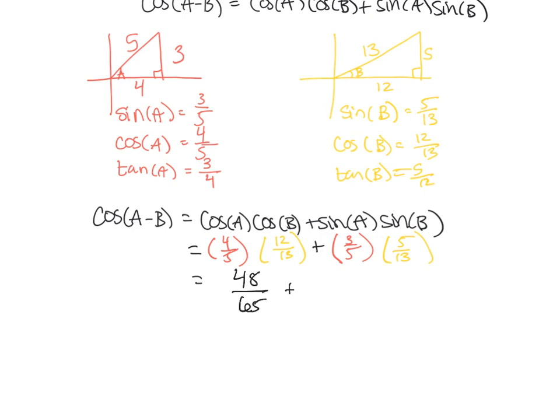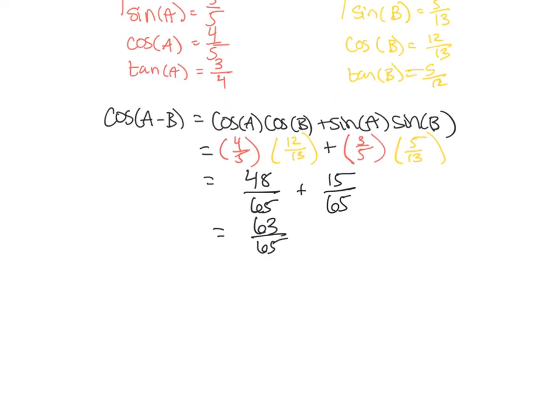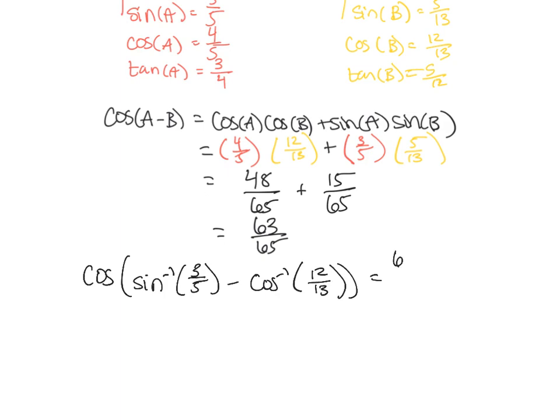So if we multiply straight across, we get 48 over 65 plus 15 over 65. When I add these two together, I end up with 63 over 65. And that's going to be my final answer. So we can say that cosine of sine inverse of 3/5 minus cosine inverse of 12/13 is in fact 63 over 65.